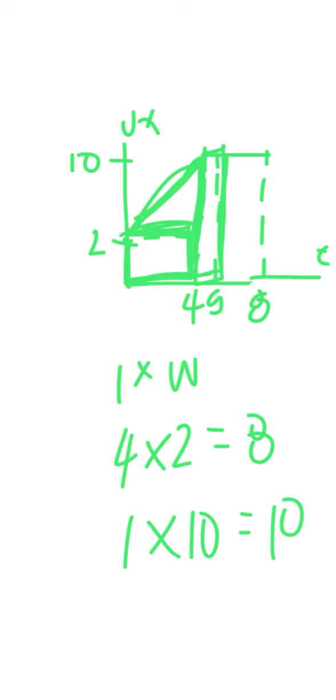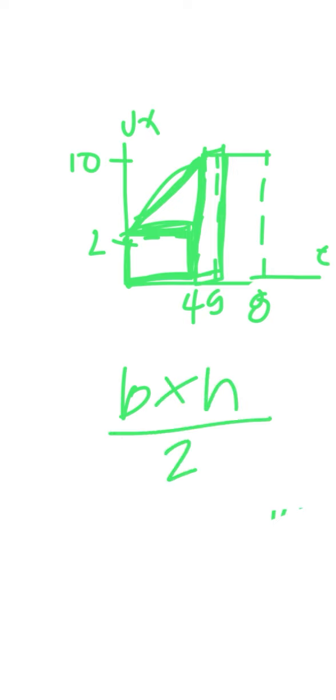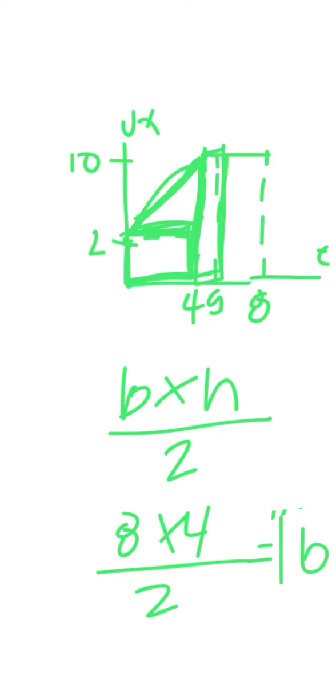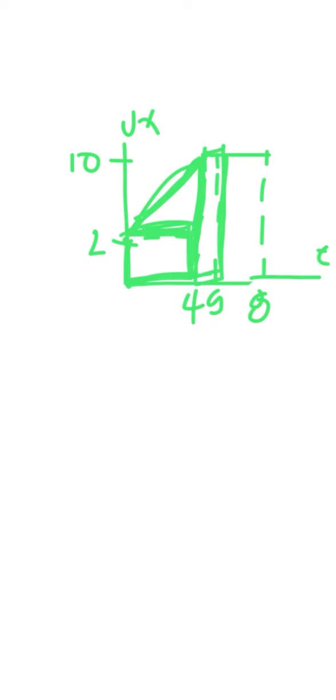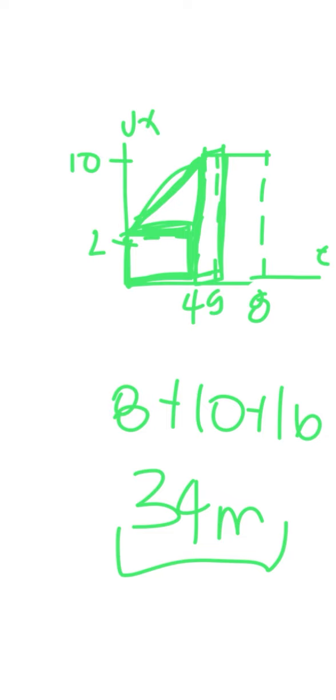So we will need to do base times height over 2 to find the area of the triangle. So we have 8 times 4 over 2, which is 16. So if we take 8 plus 10, these two are the area of the 2 rectangles we solved before, plus 16, which is the area of the triangle, we will get 34 meters. And this is the displacement of the particle after 5 seconds.